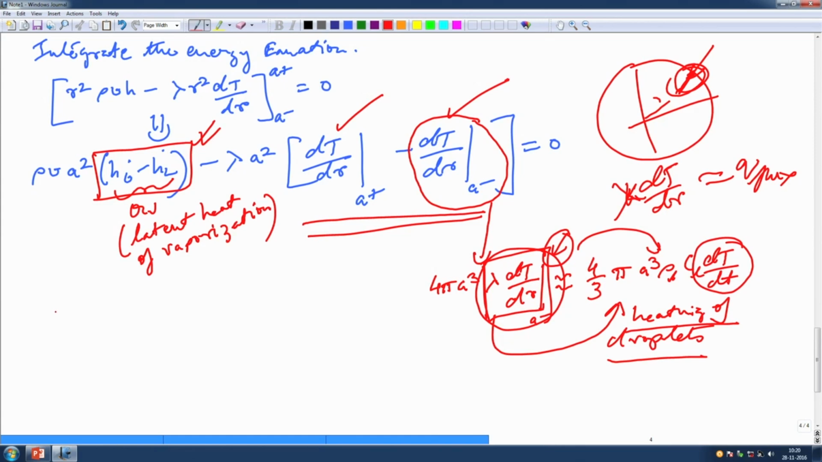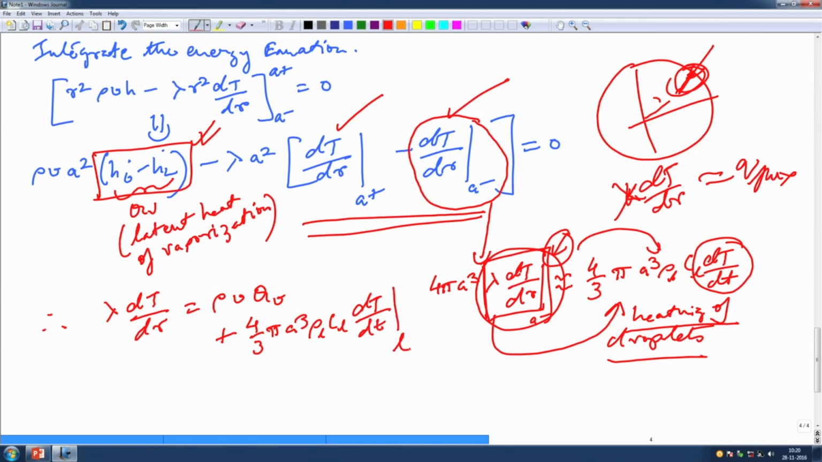So, therefore, lambda dT/dr, this is the slope in the vapor phase, is equal to rho v Q_V, where Q_V is the latent heat component, plus 4/3 pi a cubed rho_L C_L, it is actually C_PL. So you can write it in whatever way you want, in the liquid. C_L is basically C_PL.